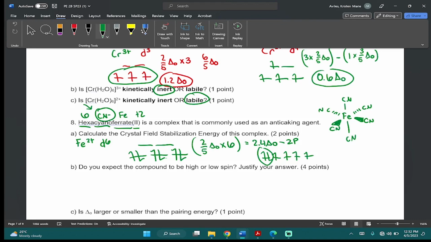So here we said it's low spin. And we know it's low spin because we have CN minus. This is a strong field ligand.